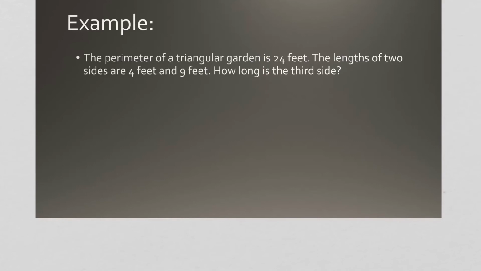All right, so on this one, again, we're talking about a triangle. So we've got a triangular garden, and it says that the perimeter is equal to 24 feet. The lengths of 2 of the sides are 4 feet and 9 feet. Notice my drawing is not to scale. And this side we don't know. And so we want to know how long the third side is.